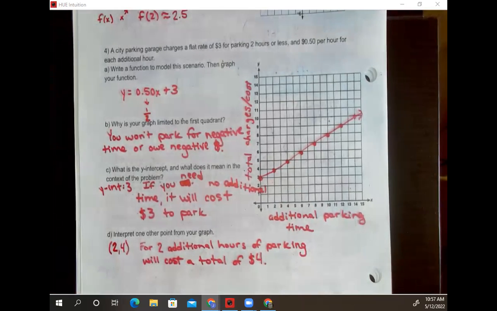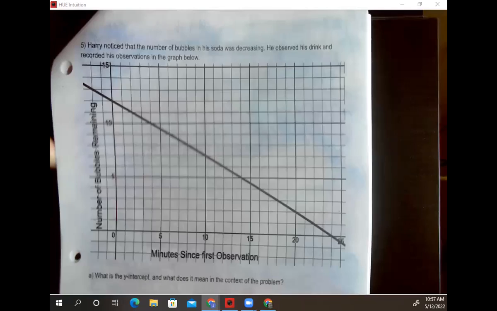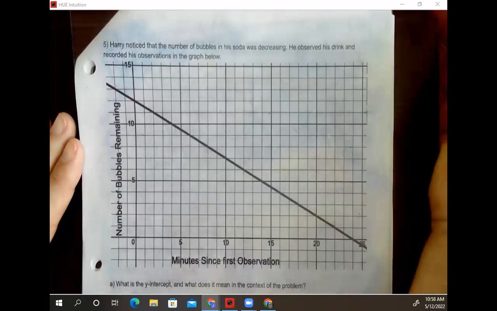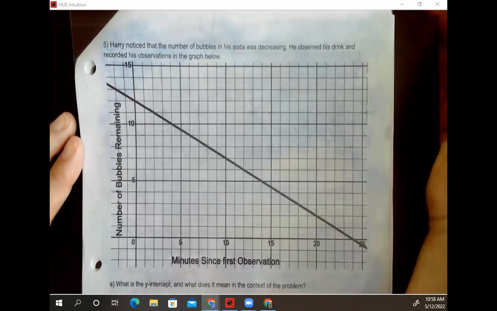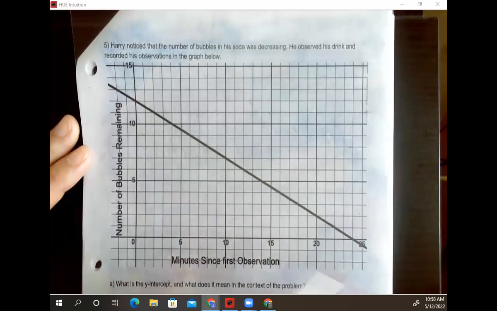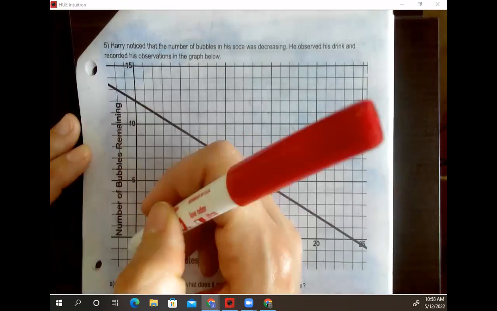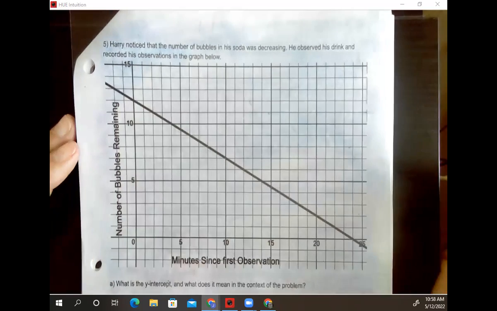Okay, let's go ahead and turn to page 9. Number 5 on page 9 has a big graph, but I don't think it's a very difficult problem. Number 5 says, Harry noticed that the number of bubbles in his soda was decreasing. He observed its drink and recorded his observations in the graph below. So we have our graph here. It's labeled for us, minutes since first observation. So this is time, number of bubbles remaining. This is our number of bubbles.